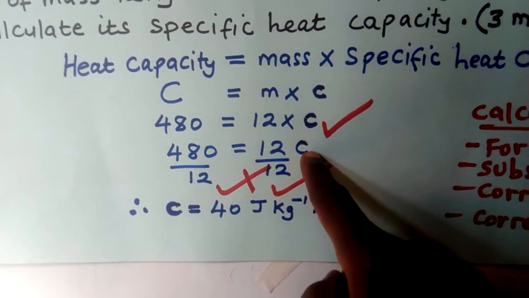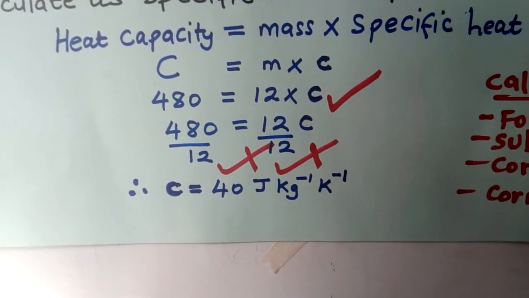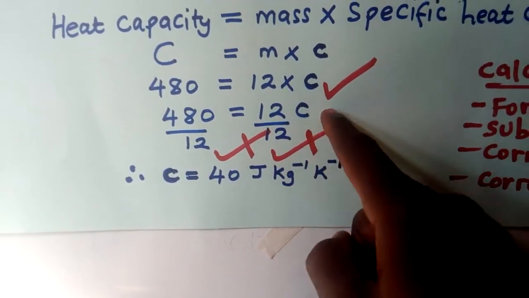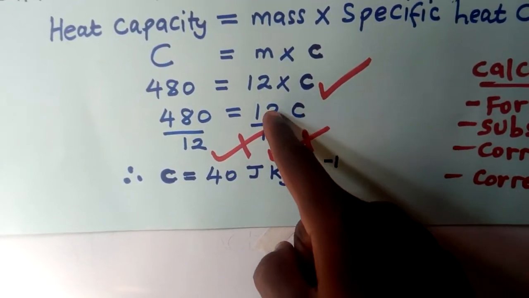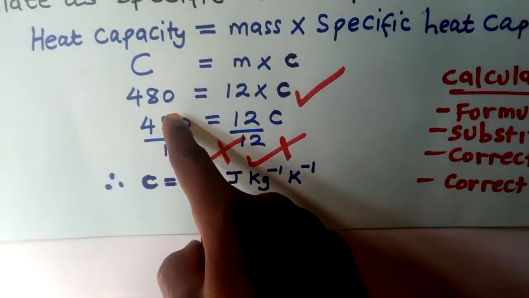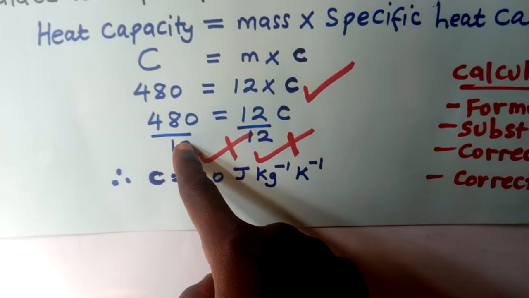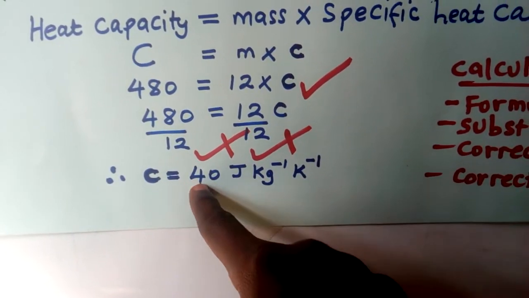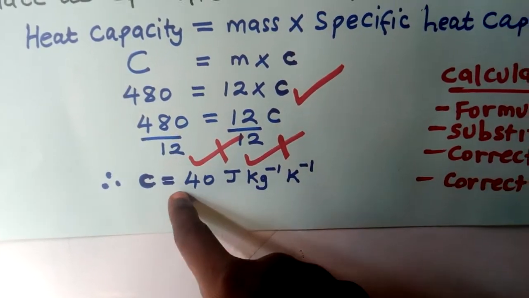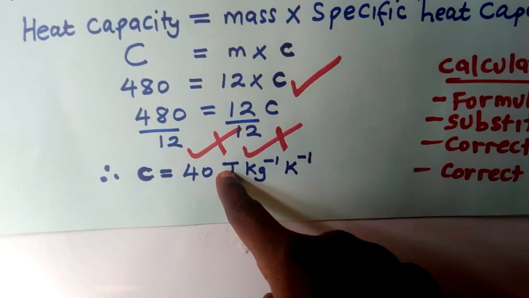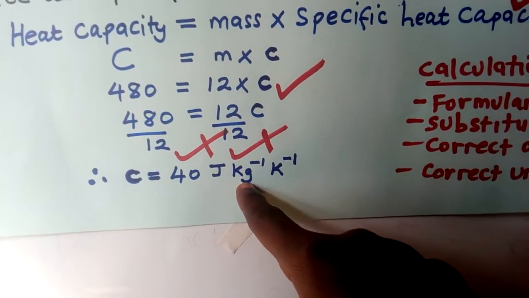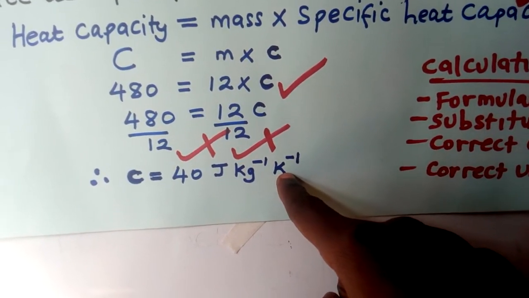Now, if we do our calculation, we shall have 12 times c, which is 12c, equals 480. Because we are interested in c, we divide both sides by 12. And when we divide 12 by 12, you remain with only c, because 12 divided by 12 is 1, and 1 times c is the same as c. Then 480 divided by 12, your calculator will say the answer is 40. After writing 40, you write the units. What is the unit of specific capacity? Joules per kilogram per Kelvin, or joules per kilogram per degree Celsius.